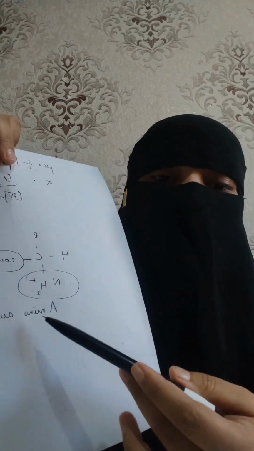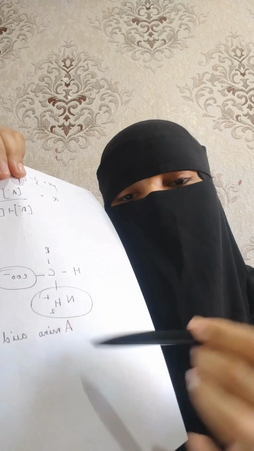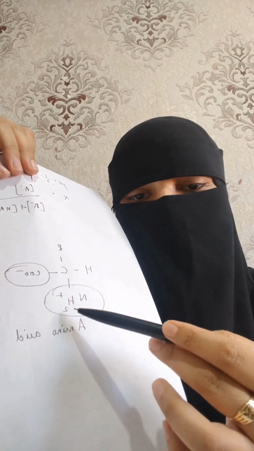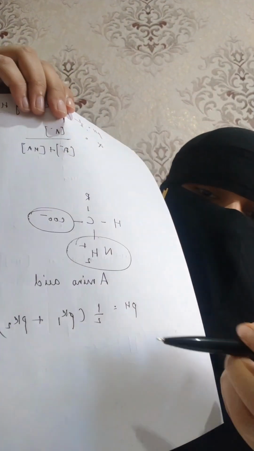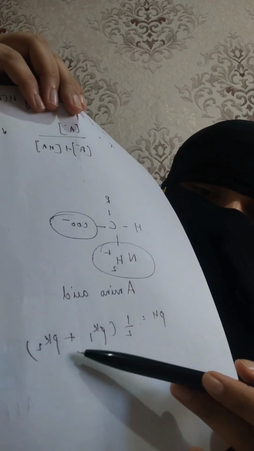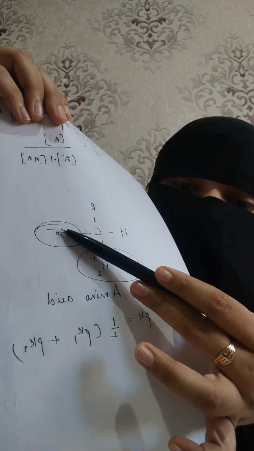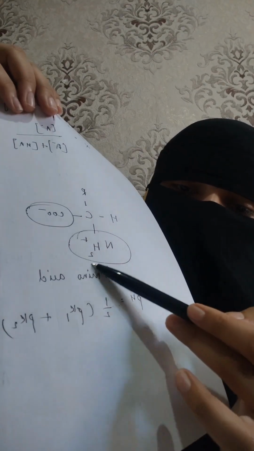Now we have to know about the ionization constant of these. When we want to know the ionization constant and the pH, like if it is a basic amino acid, an acidic amino acid, or a neutral one, how do we take it out? There is an equation given in chemistry: pH is equal to half of pK1 plus pK2. pK1 will be for this one and pK2 will be for this.